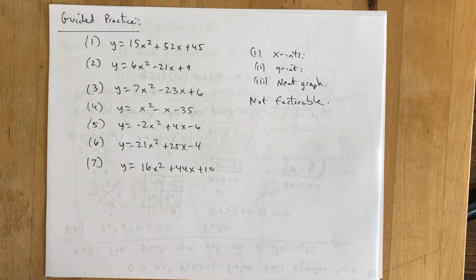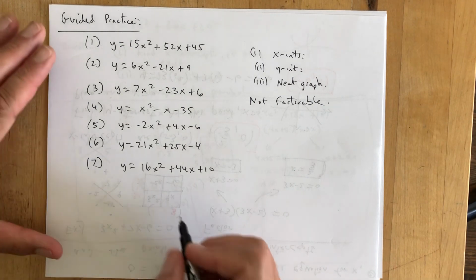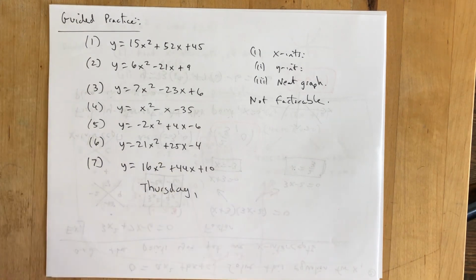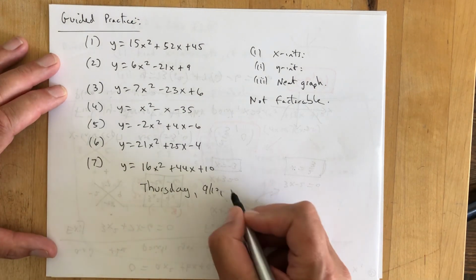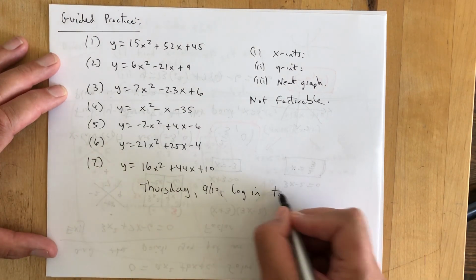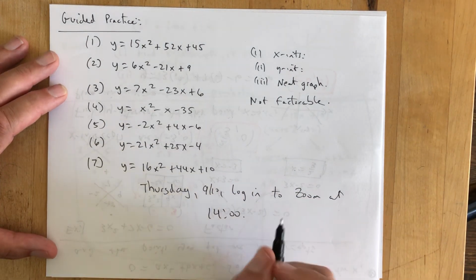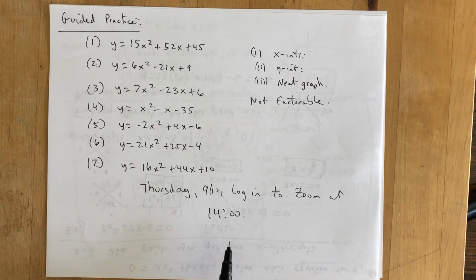And then on Thursday, log into Zoom at 2 p.m. Thursday is going to be the 10th. Log into Zoom at 1400. On Thursday, we're gonna take roll. I'm gonna ask you about these problems and this whole idea of using the videos, and take homework questions, and then decide how we're gonna proceed for the rest of the semester. All right?